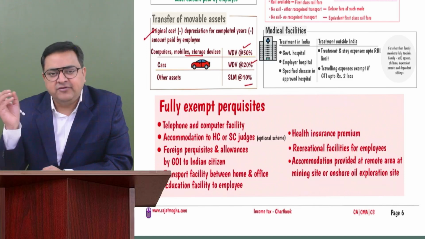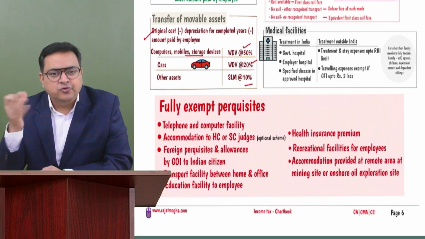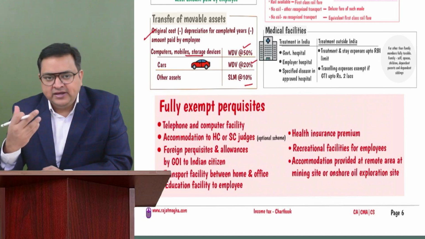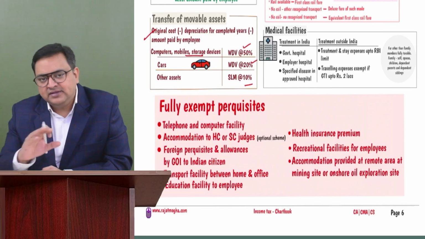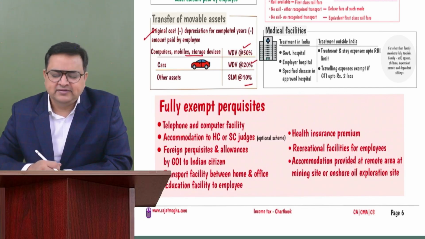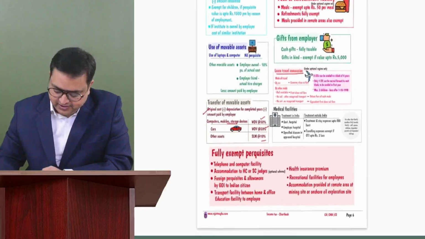Recreational facility. Let's say we are taking our employees for a movie, for team lunch, etc., or for an outing, for 1 day, 2 days, 3 days. That would be an exempt perquisite. Or accommodation provided in a remote area or a mining site, etc., that is also exempt. Got it?